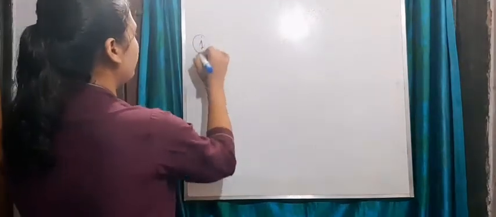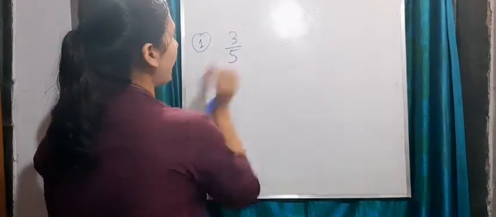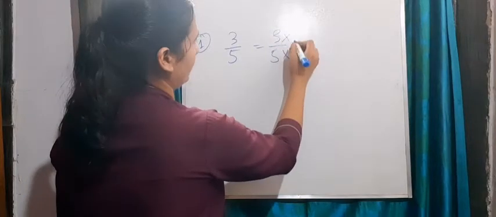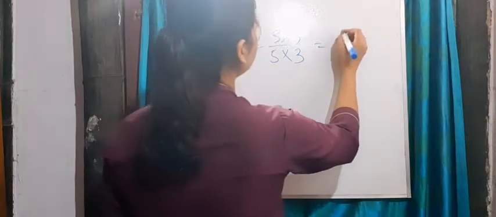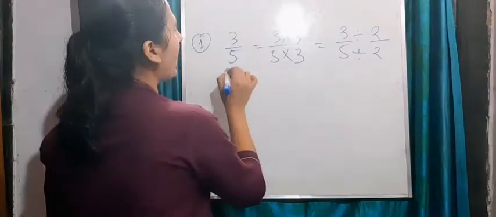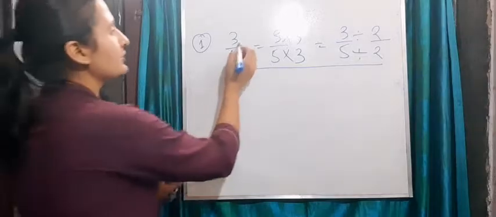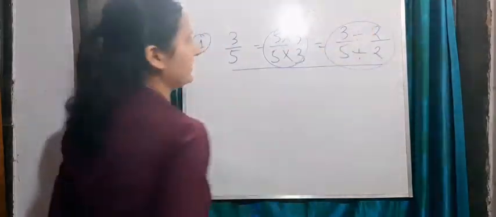The first property of fractions says that when we multiply both the numerator and denominator of a fraction by the same number, or when we divide them by the same number, the resulting fractions are equal to each other. So 3 by 5 will be equal to this as well as this, right?